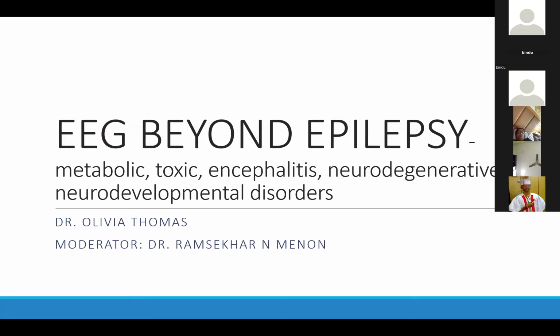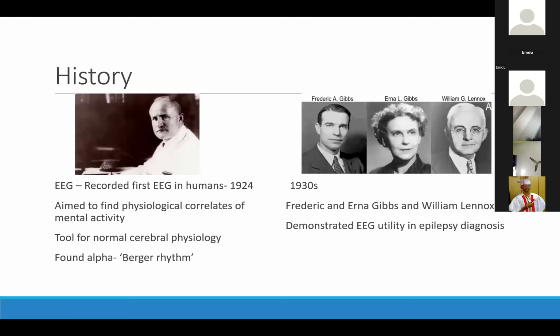Good morning, everyone. Today's seminar is on EEG beyond epilepsy in metabolic, toxic encephalitis, neurodegenerative, and neurodevelopmental disorders. A brief about the history of EEG, as everybody knows. It was in 1924 that Hans Berger first recorded EEG. He first aimed to find physiological correlates of normal mental activity, and he used it as a tool to study normal cerebral physiology and found alpha.